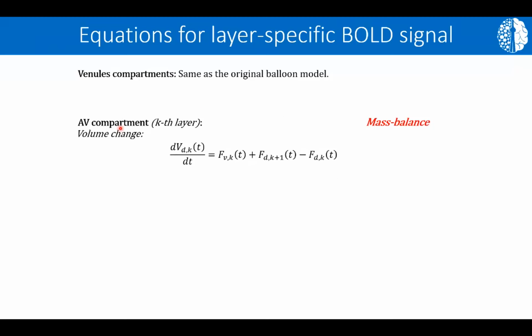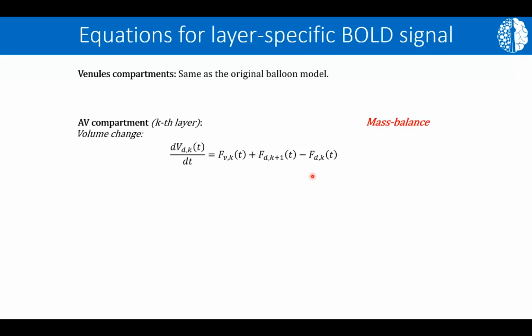So the ascending vein compartment, if you look at one layer, this is now the volume change. The change in volume is how much blood flow is going in, how much blood flow is coming from the layer below, and how much blood flow is going up to the upper layer. So we are just counting, and that's just mass balance. Mass balance is a physical principle that nothing disappears, which means we have flow coming from the same layer, flow coming from the layer below, and flow going out to the upper layer. We just count what goes in and what goes out.